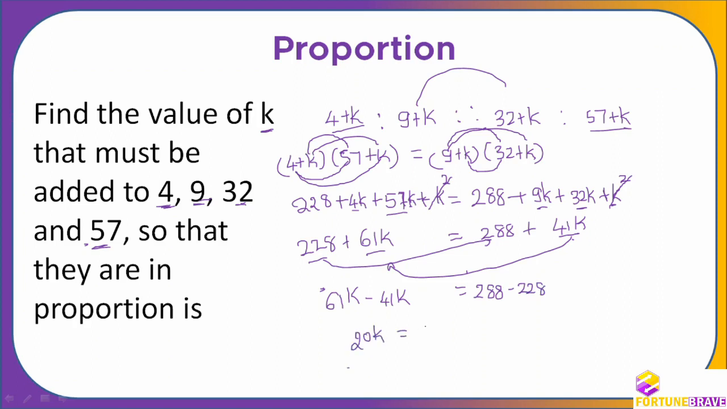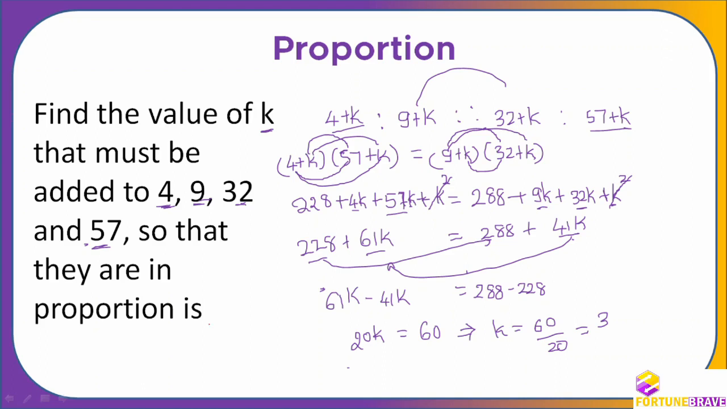So this will be 20k is equal to 60, which means that k is equal to 60 upon 20, which is equal to 3. Understood? k is equal to 3. So we have to add k, that is 3 here. Now you understood everything step by step I have shown here. If you have not understood, please go back and revise everything again. You will be able to understand it properly.